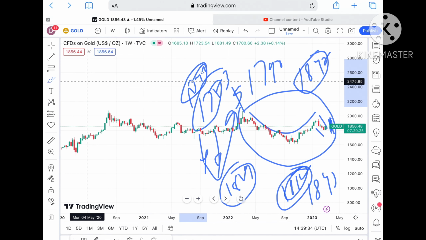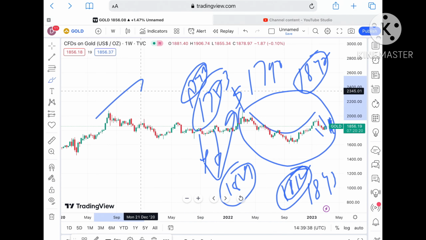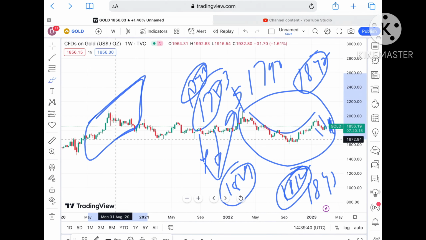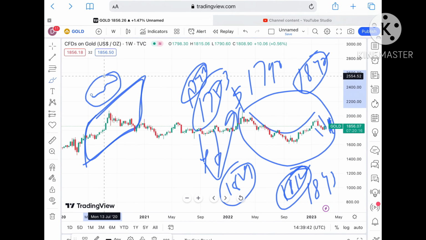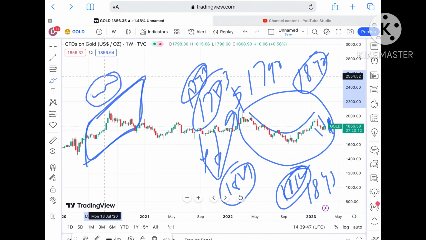As you can see, a few of the factors which have affected the price of gold: the Fed was continuously increasing the interest rate, and a war situation was there, and recession fear was also there, which is affecting the price of gold and other commodities also.